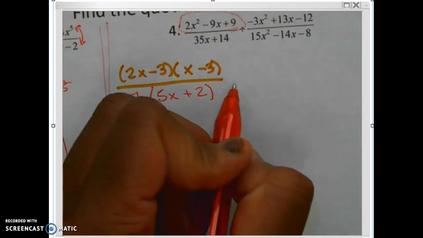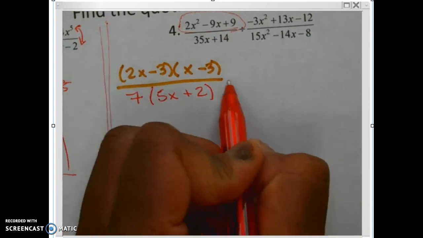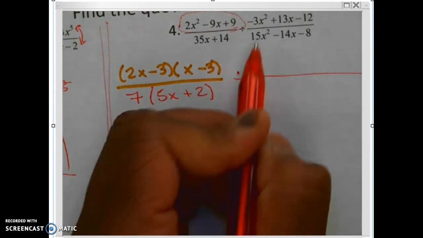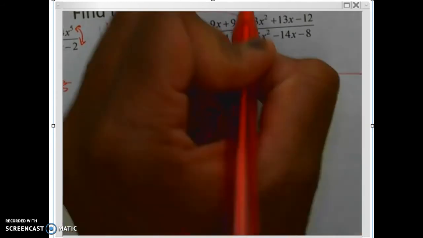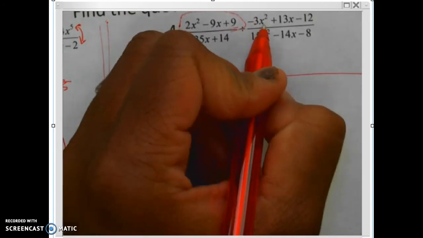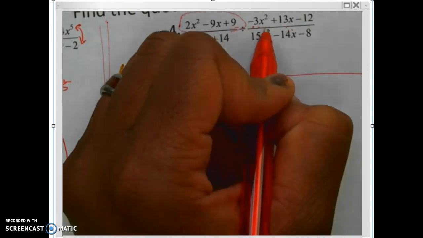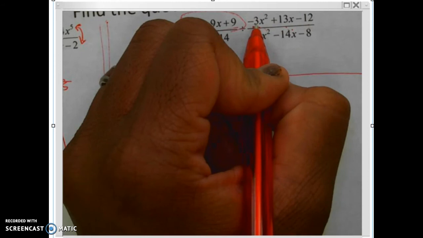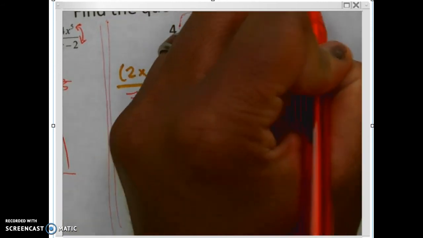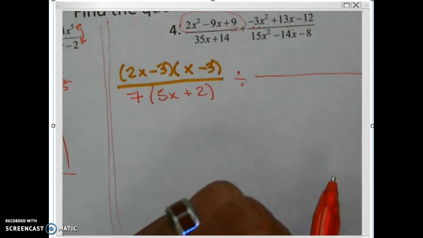Now, I need to do a little more factoring. I'm going to leave this as division for a moment. And we do have a problem. I'm going to factor out a -1 first. -1. What's left? Why? Because the factor box doesn't work if the leading coefficient is not a positive number. So I'm factoring out -1, and what's left is 3x squared minus 13x plus 12. Basically, I'm changing all of these signs.